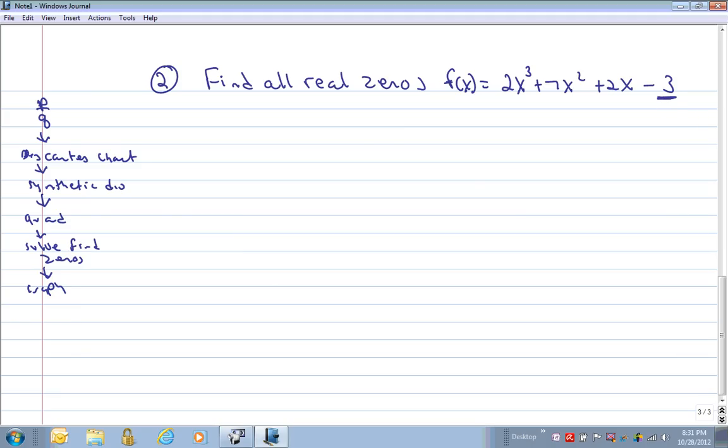That's going to be our factors of 3, our positive and negative factors of 3, which would be 1 and 3, over our positive and negative factors of 2, which would be 1 and 2. Therefore, our P's and Q's would be the positive values of 1, 3, 1/2, and 3/2. Okay, so that's our list. So there's 8 possible choices there. Now we're going to do Descartes' chart, and we're going to be able to tell maybe should we start with positives or negatives when we start synthetically dividing.